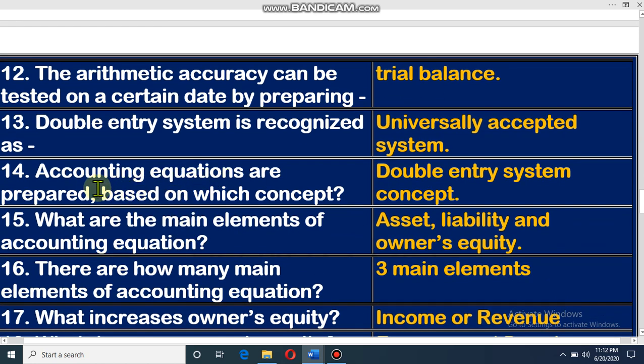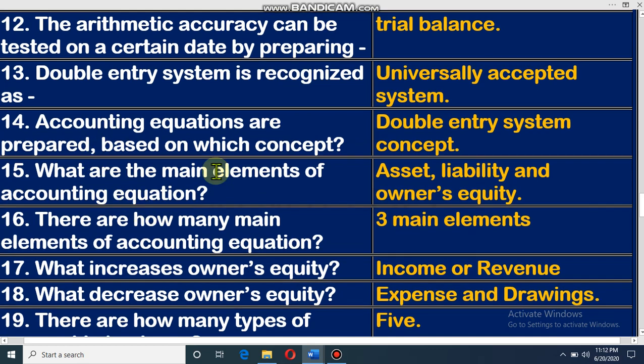The accounting equation is prepared based on which concept? The double entry system. Dear student, you know the accounting equation, A equals L plus OE. Whatever the total assets of an organization, they will be equal to liability plus owner's equity. This concept also comes from the double entry system.